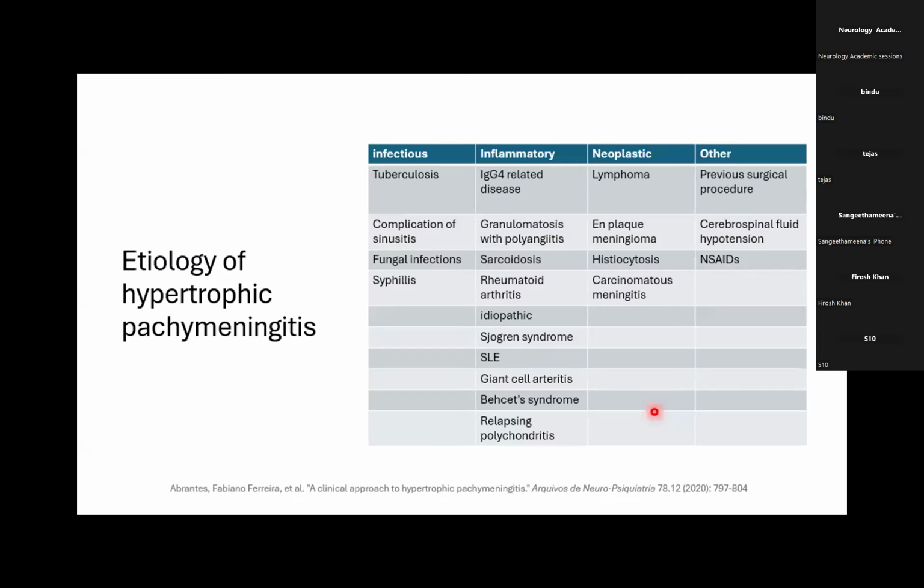The etiologies of hypertrophic pachymeningitis are as follows. Infectious, that is tuberculosis or complication of sinusitis, fungal infections, and syphilis. Inflammatory causes like IgG4-related disease, granulomatosis with polyangiitis, sarcoidosis, rheumatoid arthritis, Sjogren's syndrome, SLE, giant cell arteritis, Behcet syndrome, and relapsing polychondritis. Neoplastic causes like lymphoma, en-plaque meningioma, histiocytosis, and carcinomatous meningitis. Others include a previous surgical procedure involving the dura, cerebrospinal fluid hypotension, or certain NSAIDs, which can also cause pachymeningitis.